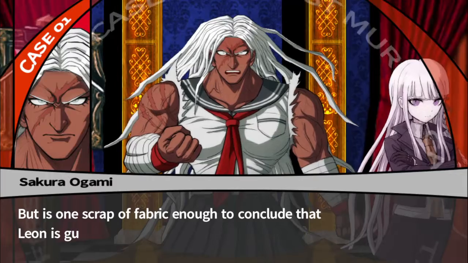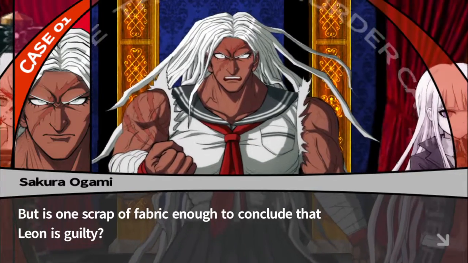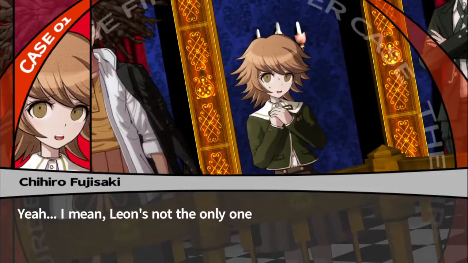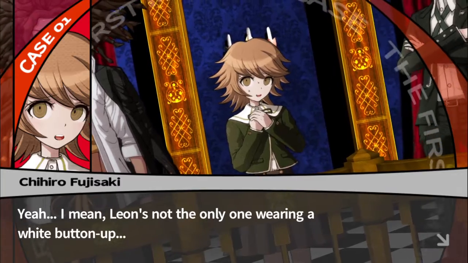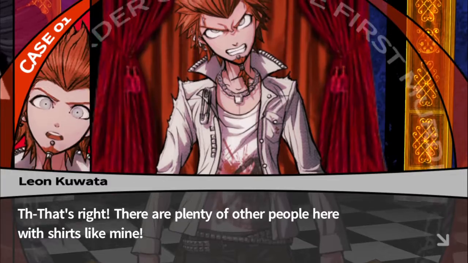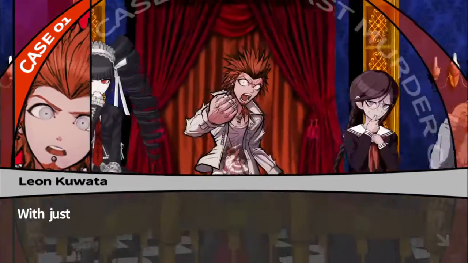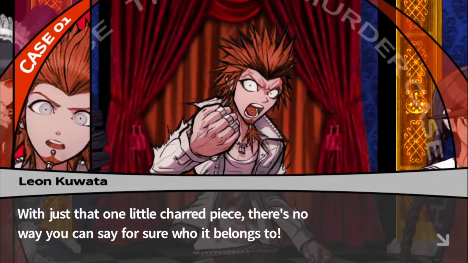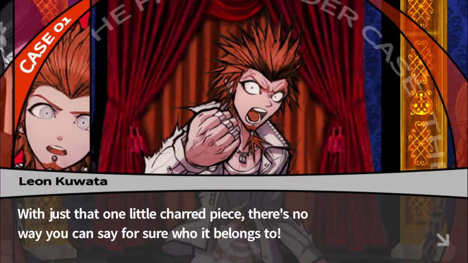But is one scrap of fabric enough to conclude that Leon is guilty? Yeah, I mean, Leon's not the only one wearing a white button-up. That's right! There are plenty of other people here with shirts like mine. With just that one little charred piece, there's no way you can say for sure who it belongs to.